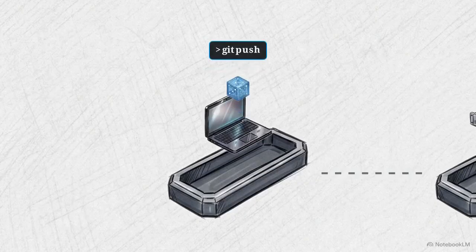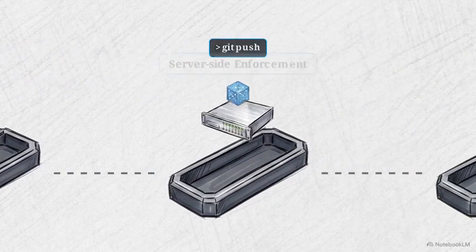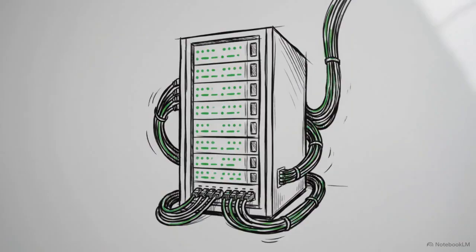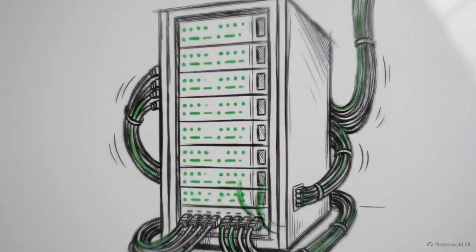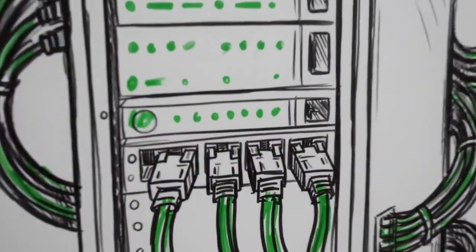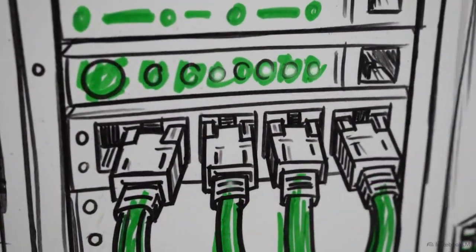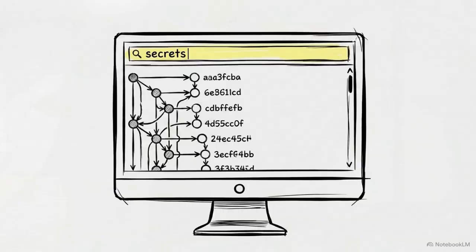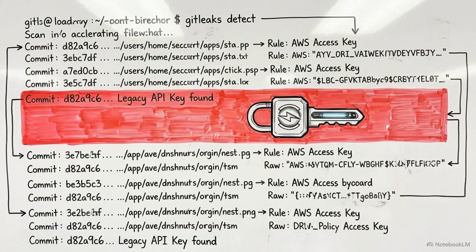Once a developer executes a git push, the code moves to the server environment. Anything running locally can be ignored or overwritten. To guarantee security, enforcement must happen outside the developer's environment. We start the server-side defense with Layer 4, historical repository scanning. Deep commit history scans establish a clean baseline. Running Git leaks detect uncovers legacy secrets buried in the commit history from previous months or years.